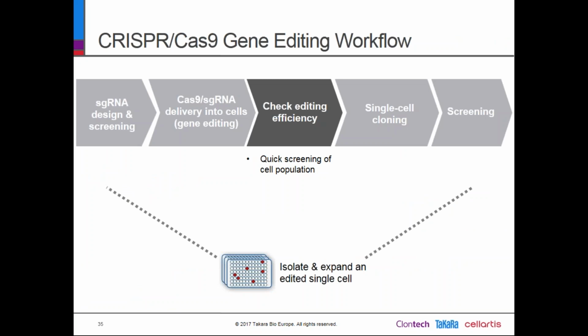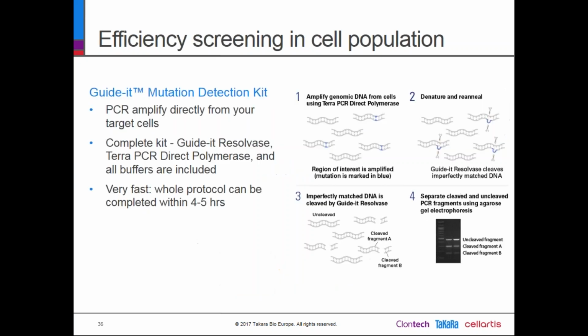Okay, just to finish with this whole workflow, we already saw some pictures of this gene editing efficiency check, and I just would like to explain how this tool works to quickly screen a cell population downstream of the gene editing. So our kit is called the mutation detection kit, and it's a mismatch detection method. And you already saw several gel pictures where always the appearance of lower bands indicates successful gene editing. And I just would like to explain how this works.